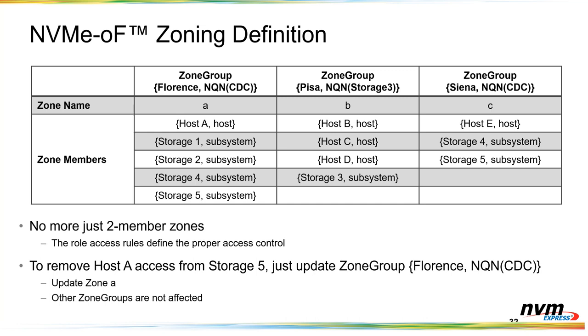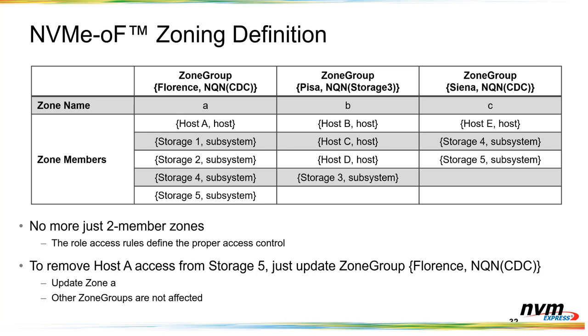And now if I needed to remove host A access from storage five, I just need to update this zone group. I don't need to touch these two other things. Specifically, I don't need to touch from my central management the zone group that has been autonomously generated by NVM subsystem three.